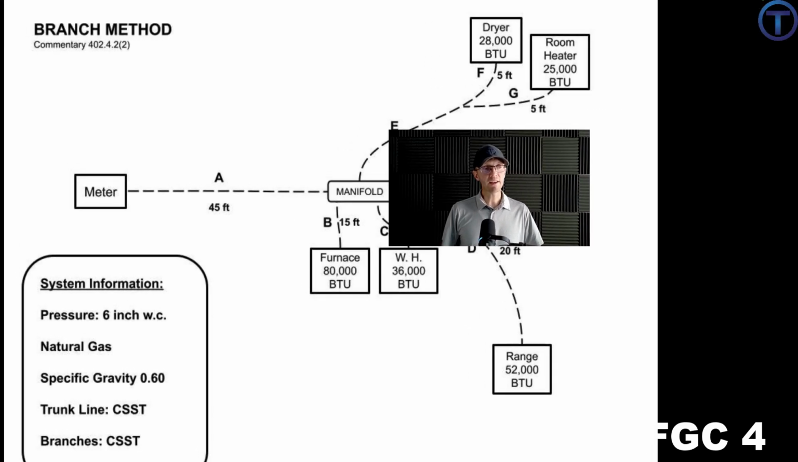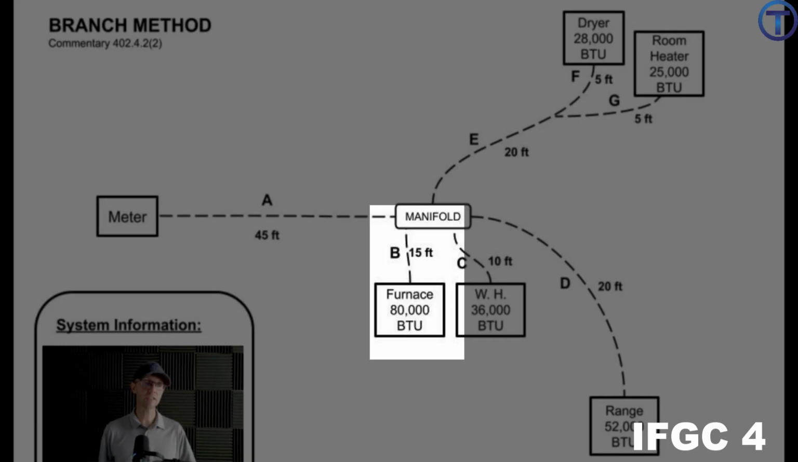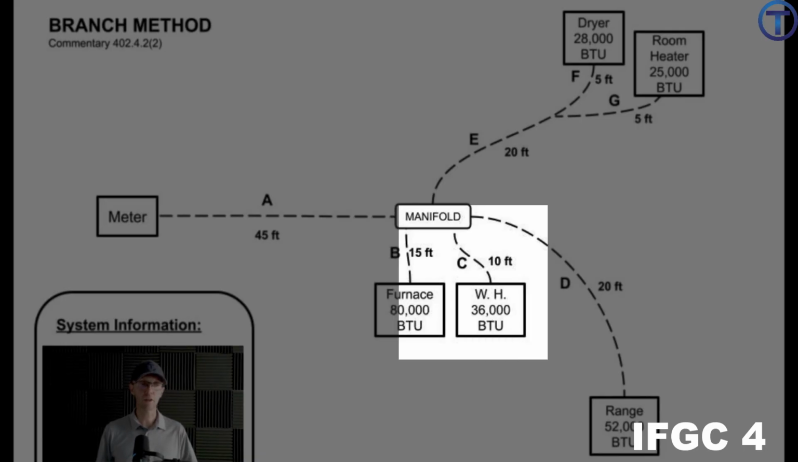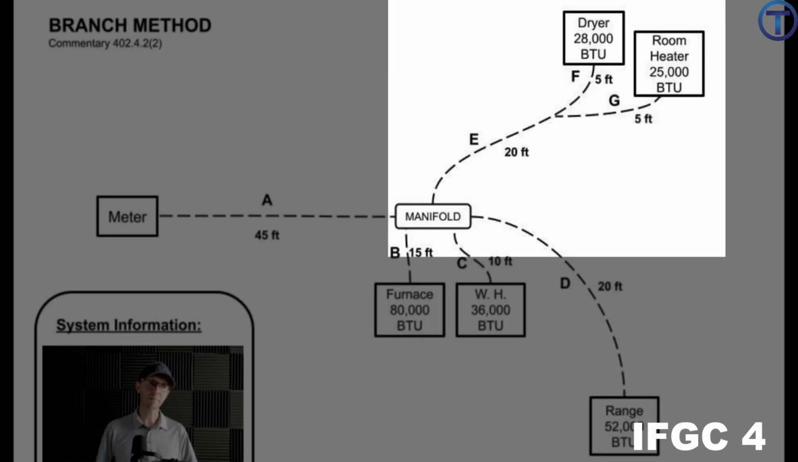Check it out. Point of delivery is the meter. We have a single line coming in to a manifold. We're going to call that line A. And then everything else are branches from the manifold. B is a branch to the furnace. C is a branch to the water heater. D is a branch to the range. E is a branch that heads to the dryer and the room heater. And it splits to each of those for F and G.